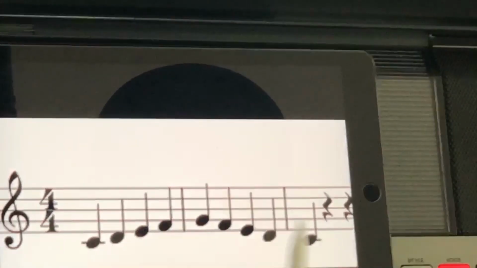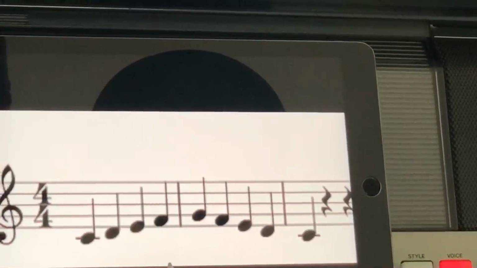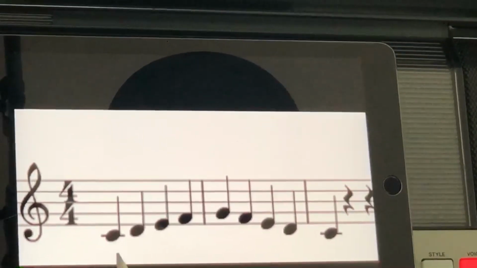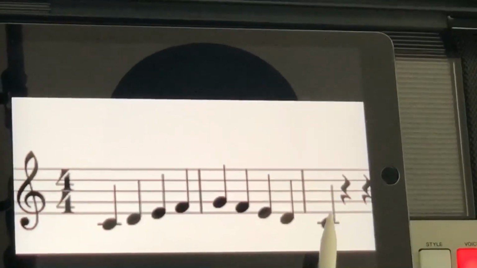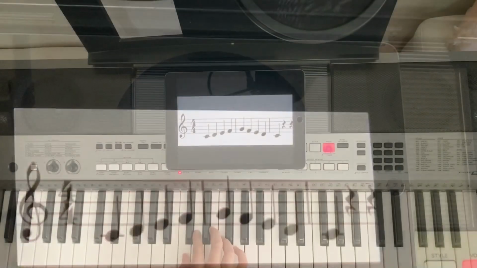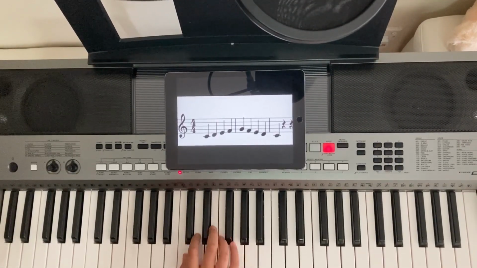Now, if you look closely, you'll see that all of the notes are filled in and there are lines coming out of them. So this means that they are one beat notes. So you will only play each note for one beat. If we look at what this sounds like on the piano, it's like this. C, D, E, F, G, F, E, D, C.